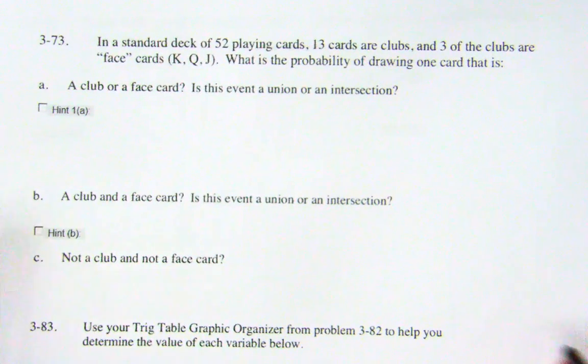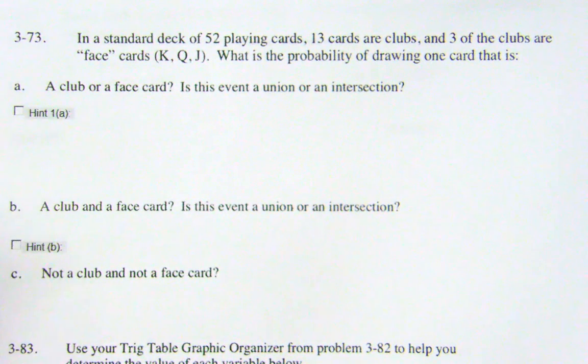Okay, so 73: in a standard deck of 52 playing cards, 13 cards are clubs, and 12 of the cards are face cards. So J, K, and Q. What is the probability of drawing one card that is a club or a face card? Is this event a union or an intersection?